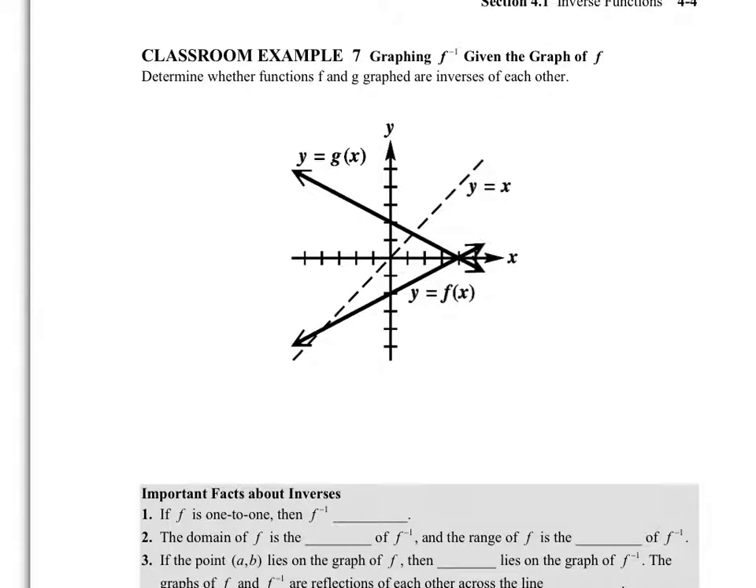We're going to determine whether we have inverses from looking at a graph. And it's very simple to determine if we have inverses. There is a dashed line that is showing here, y equals x. That would have to be a line of symmetry if we have two inverse functions graphed on the same xy plane.